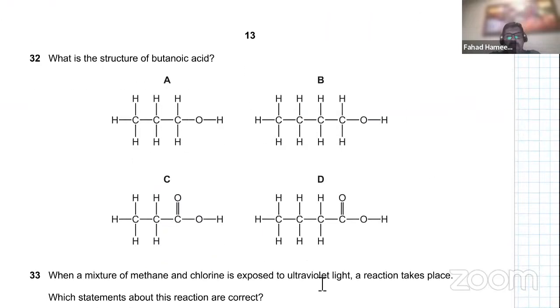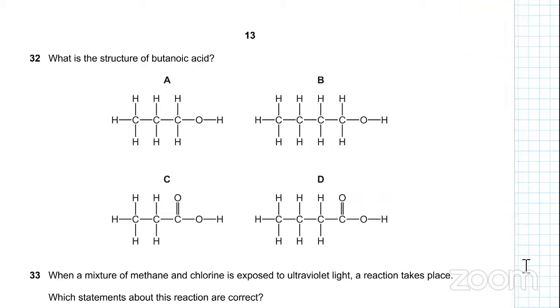Acha, which one is butanoic acid in this? It is D. Because it has 4 carbons and a double bond O and OH. Okay.